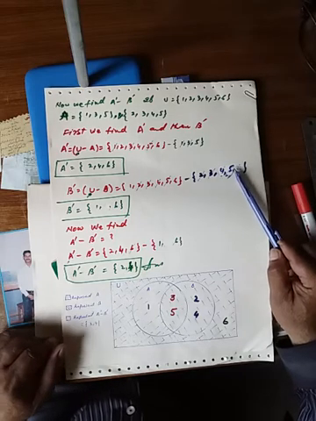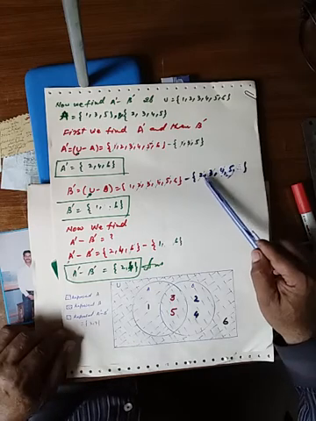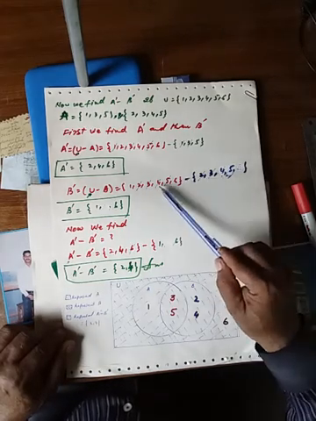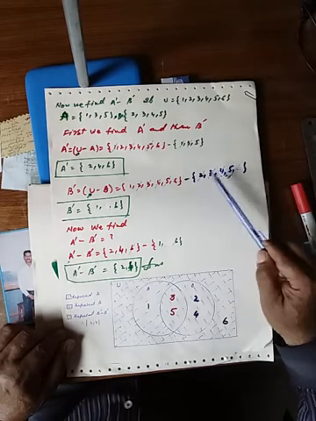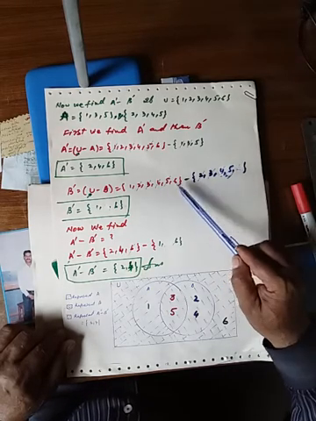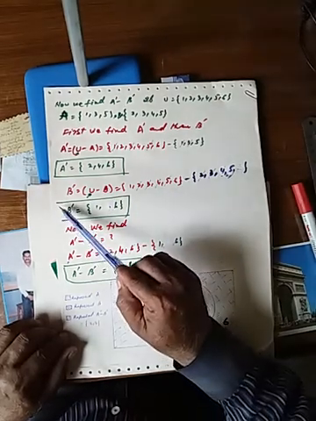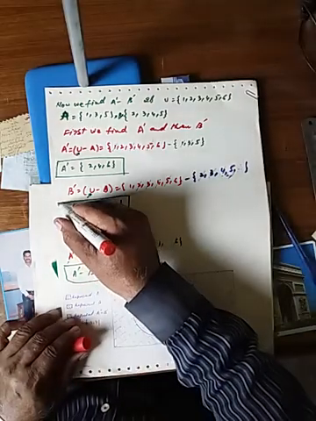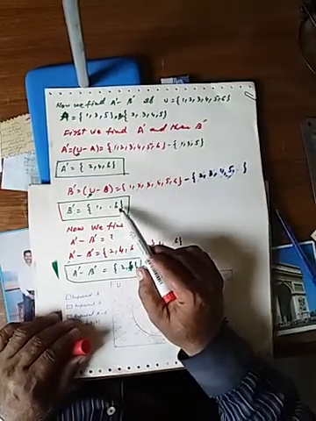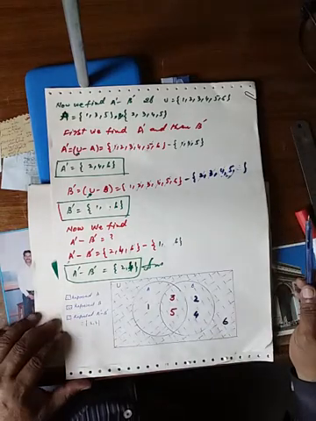Subtract the elements of set B present in the universal set. Subtract 2 from the universal set, 3, 4, and 5 from the universal set. Remaining in U are 1, 6. So your B complement is 1 and 6. We already practiced, we learned.